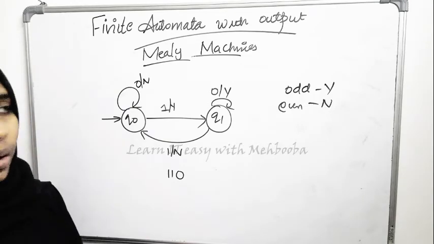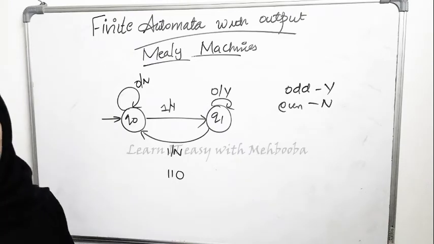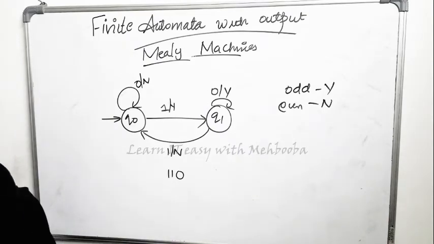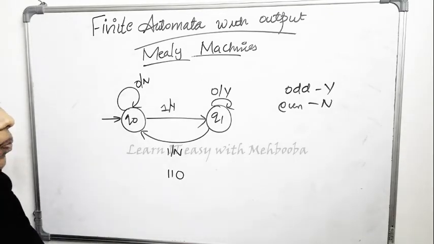So that is all about Mealy machines. So these are Moore and Mealy machines. The outputs are associated with states in the Moore machine, and outputs are associated with transitions in the Mealy machine. So hope that is clear.